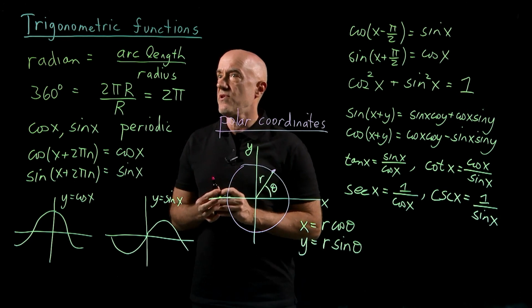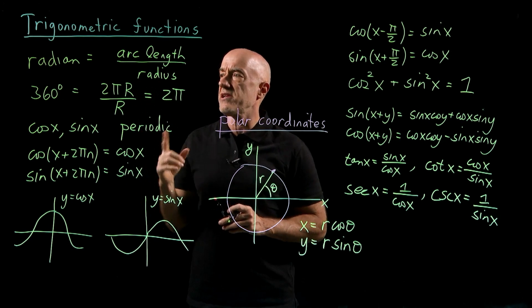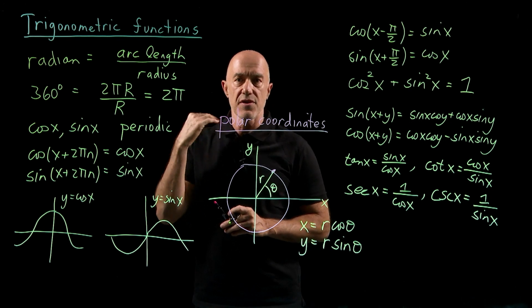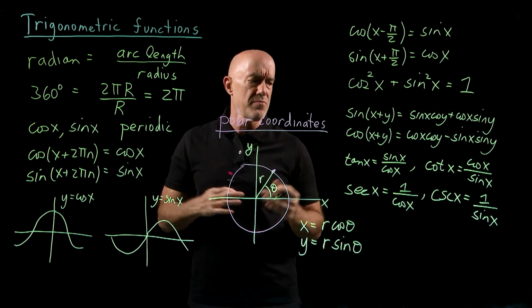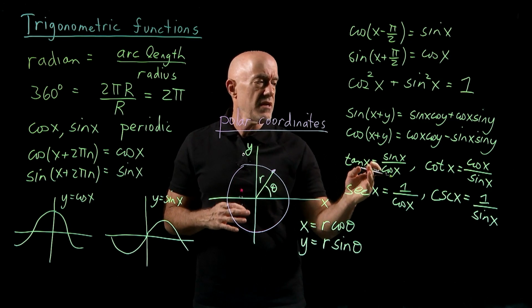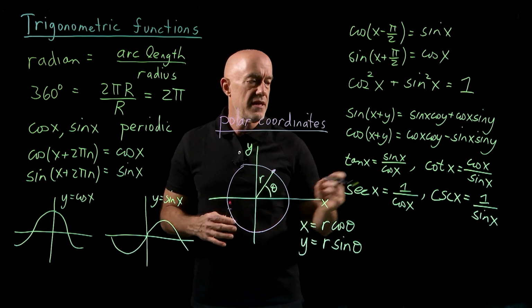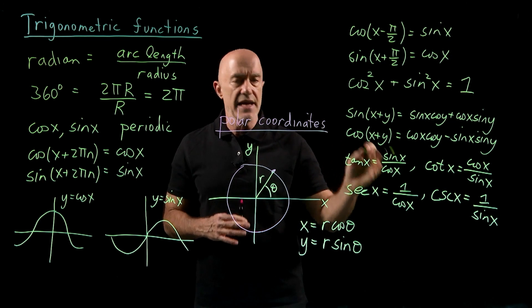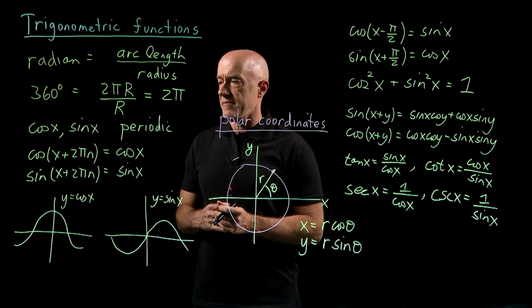So let me review. We're going to be using trigonometric functions in calculus. The two main trigonometric functions are the cosine and the sine. The auxiliary trigonometric functions are the tangent, the cotangent, the secant, and the cosecant. It's useful to remember these definitions. Particularly, the tangent gets used a lot, and the secant gets used a lot.